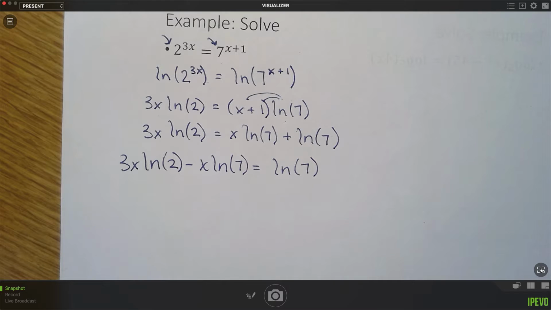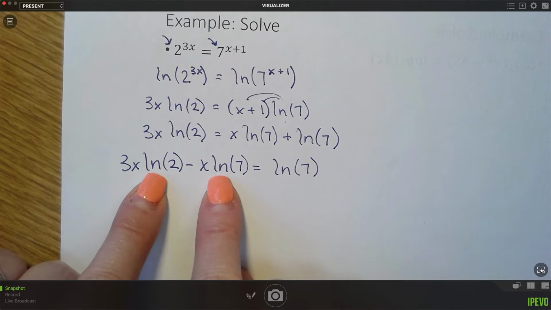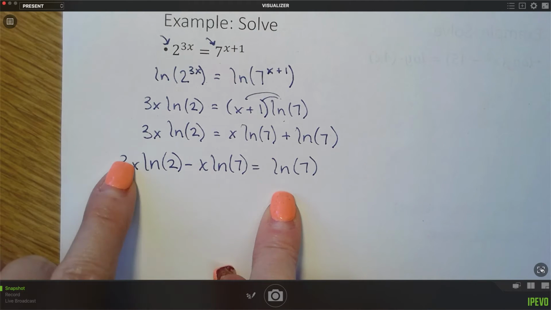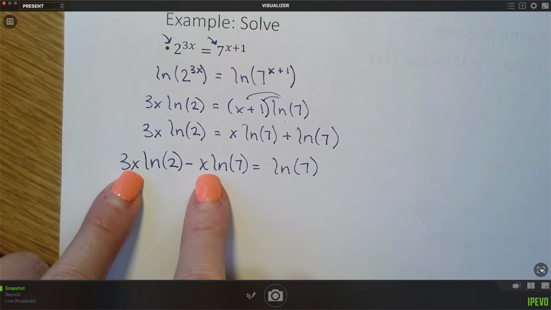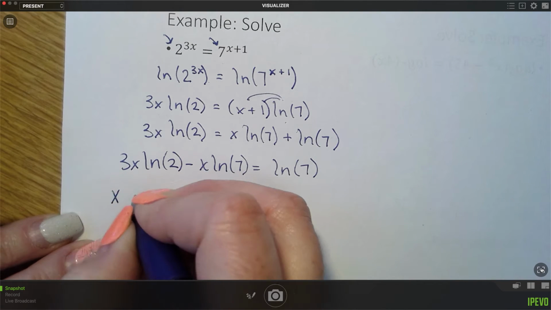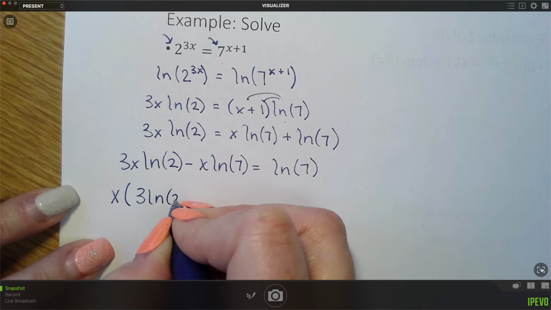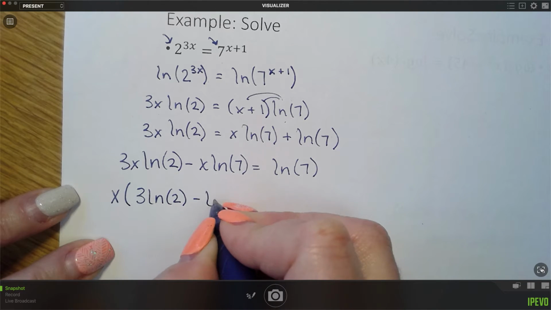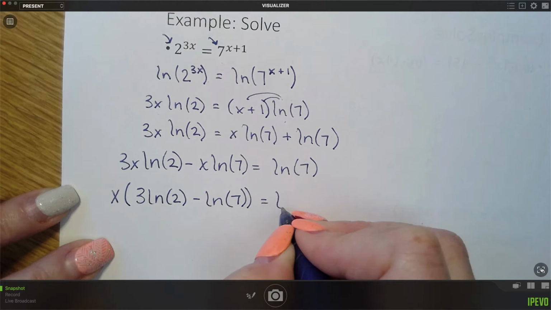Okay, so all my x's are on one side, but I still have to divide, well, kind of, but factor. I've got to factor first, don't I? And I'm only factoring out the x. The 3 is going to stay there, right? So x, and what am I left with? 3 natural log of 2 minus natural log of 7, equals natural log of 7.